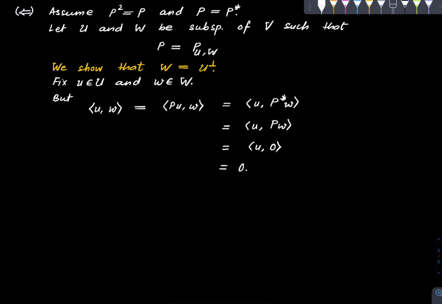We have shown that if you pick an arbitrary vector in U and an arbitrary vector in W, those two things are orthogonal, giving that W is equal to the orthogonal complement of U. So that proves our main result, and with this I want to end this lecture.